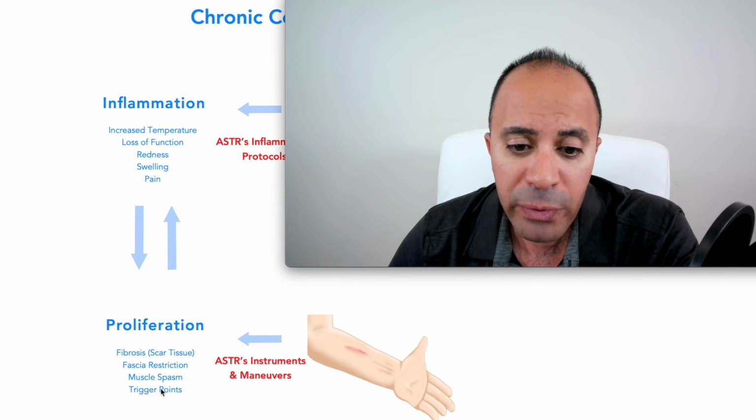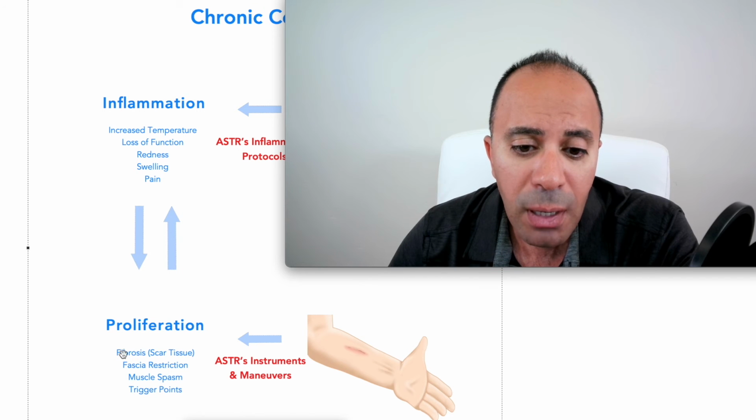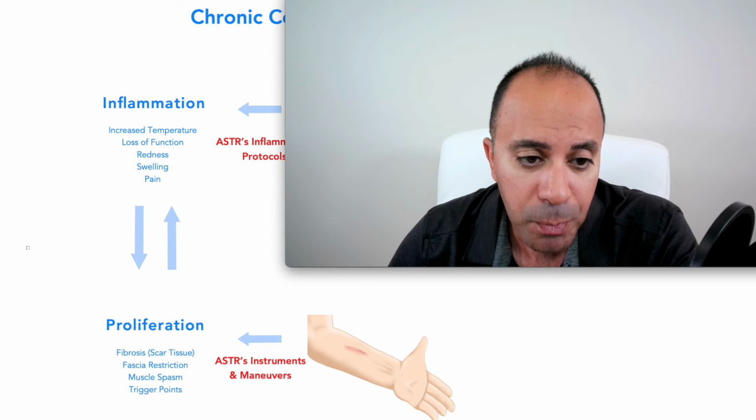The other thing we have to work on simultaneously is the proliferation stage. We have to work on the scar tissue, the fascia restriction, the trigger points, and the muscle spasm.